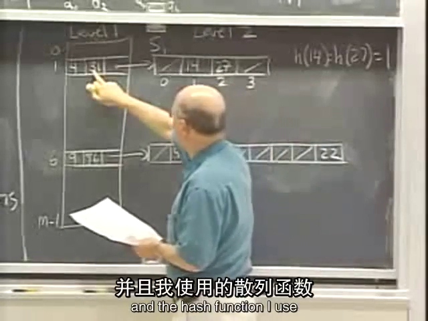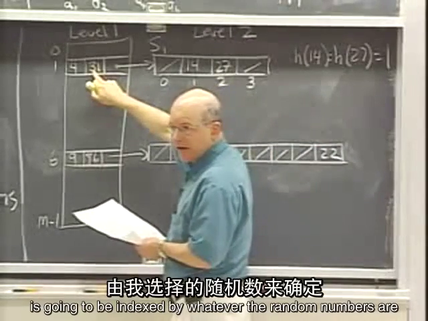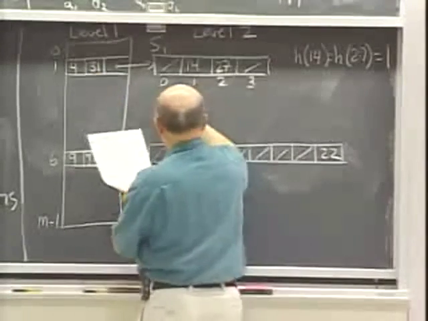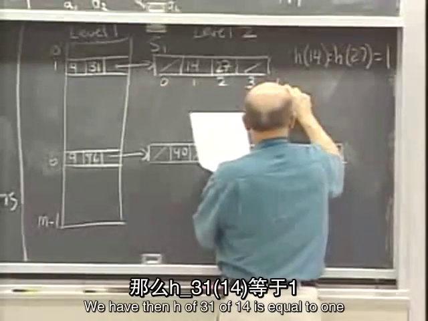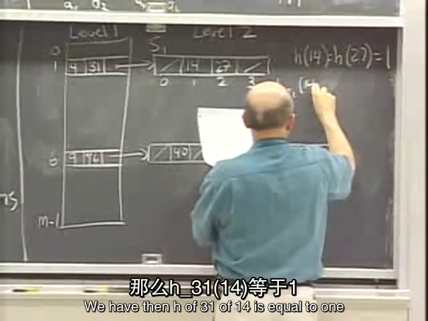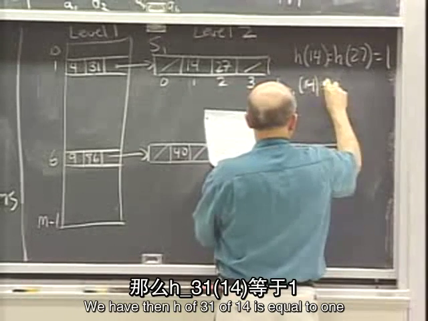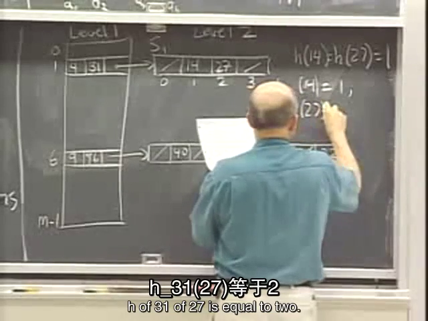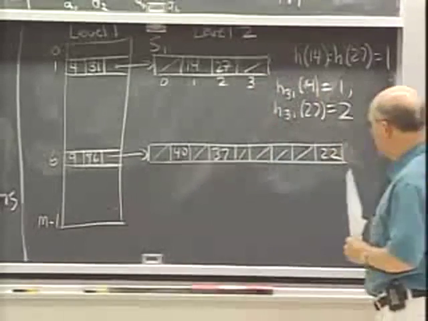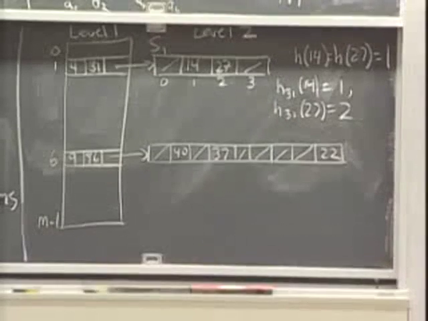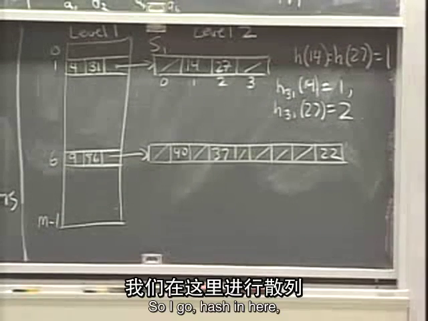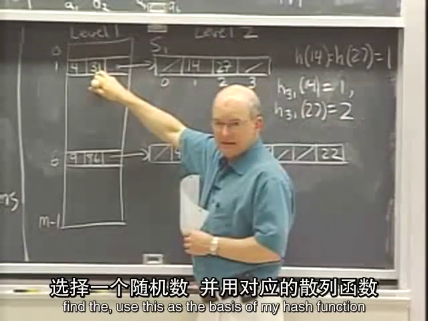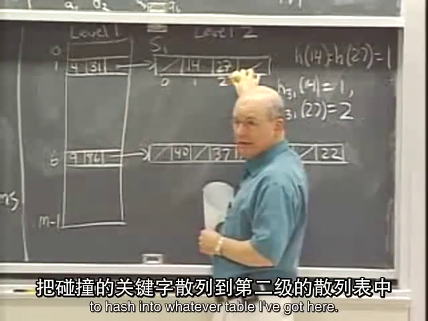And the hash function I use is going to be indexed by whatever the random numbers are that I chose and found for this. And I'll show you how we find those. So we have then h31 of 14 is equal to 1. h31 of 27 is equal to 2 for level 2. So I hash in here, use this as the basis of my hash function to hash into whatever table I've got here.